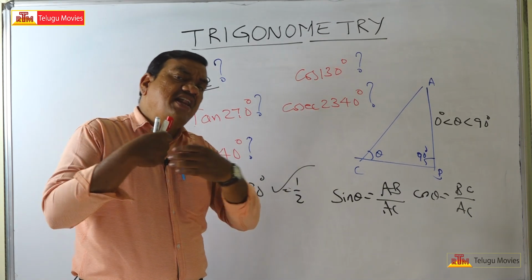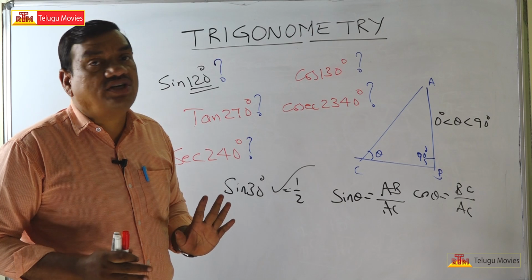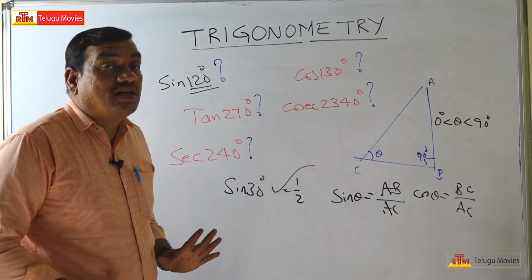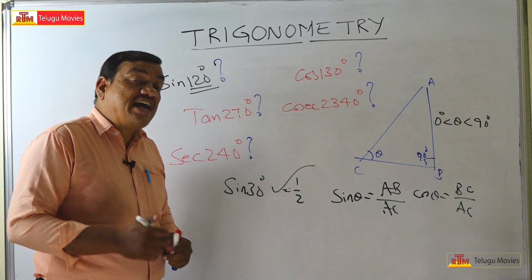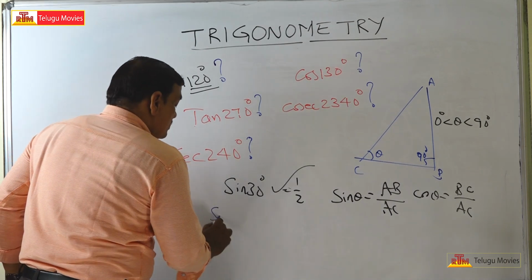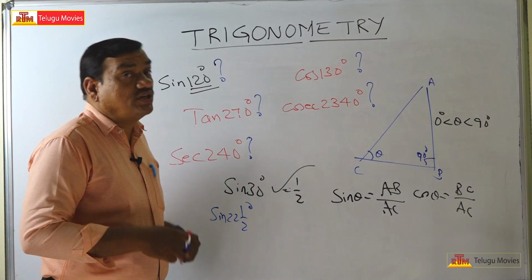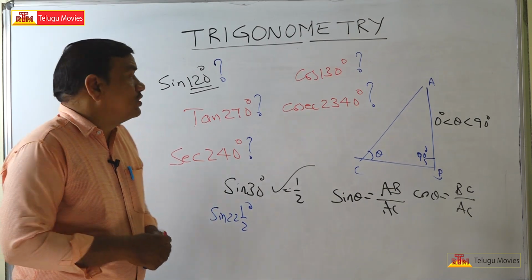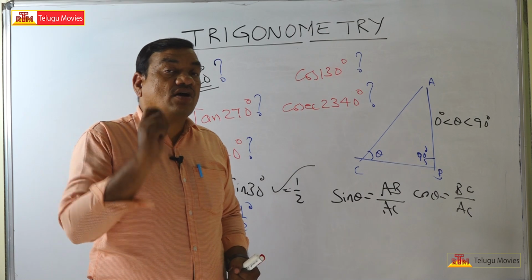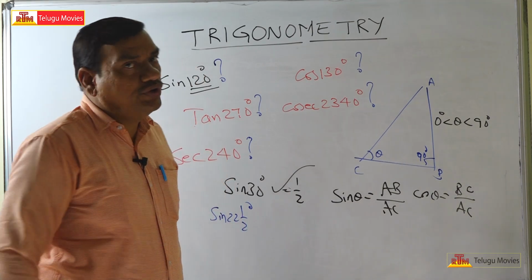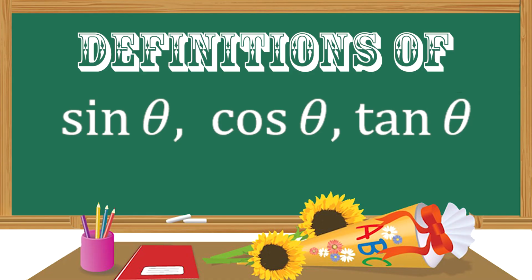It can take any angle. Even negative angles it can take, and even fractional angles also. That means, what? Sine 22.5 degrees. This type of angles it can also take. Understand? So what is the actual definition of sine theta, cos theta, tan theta? That I am going to explain. Okay, let us see that.